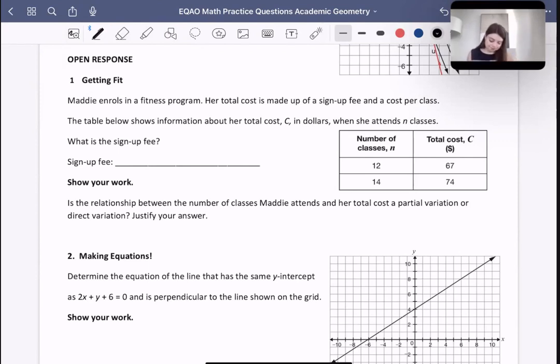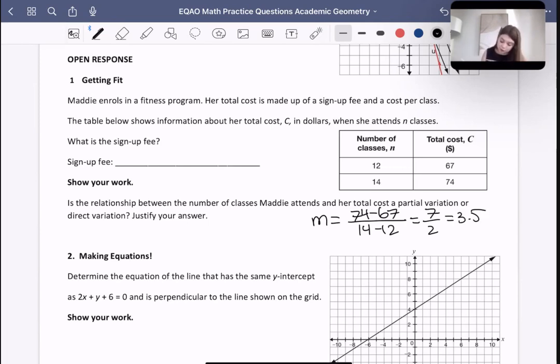Okay, so for this one, first thing I'm going to do is find my slope. m is equal to delta y over delta x, right? So that's going to be, I think we know the drill, 74 minus 67 over 14 minus 12. So we have 74 minus 67, which is 7, over 2. So there we have it. The slope is 3.5, or 7 over 2.